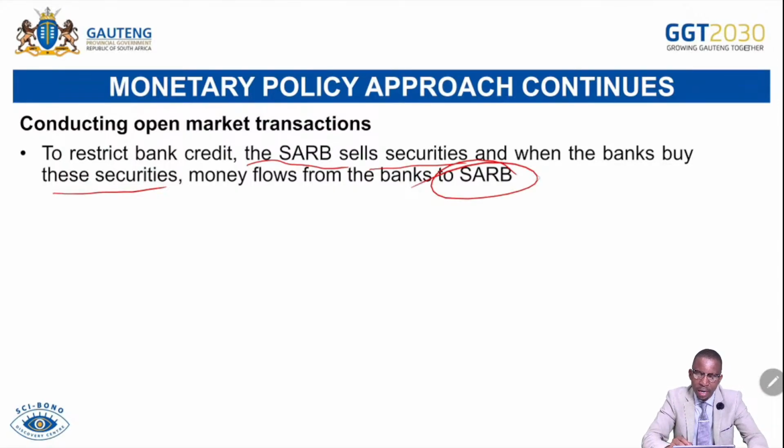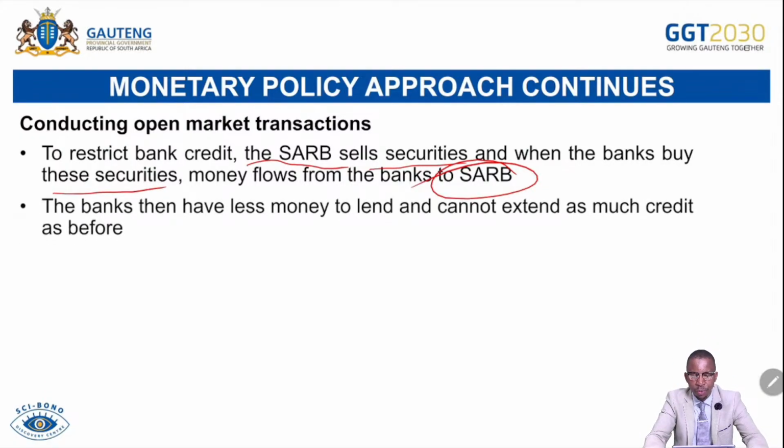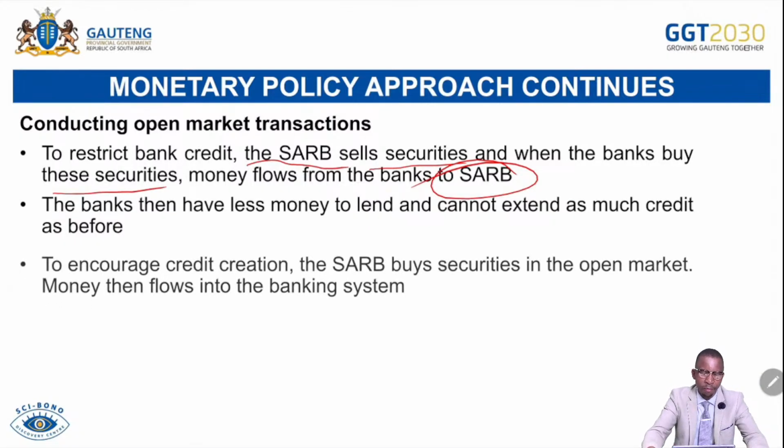So remember, whenever the Reserve Bank is selling, it collects money. The money goes to the Reserve Bank. But whenever banks are selling, they collect money from the South African Reserve Bank. The banks then have less money to lend and cannot extend as much credit as before.